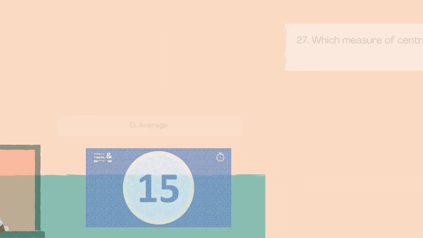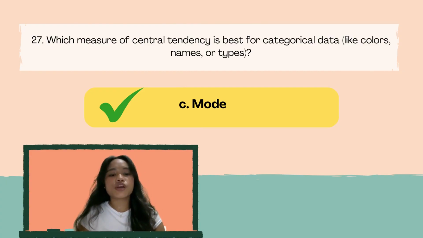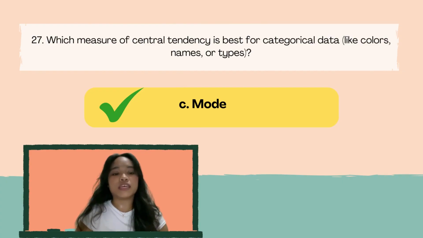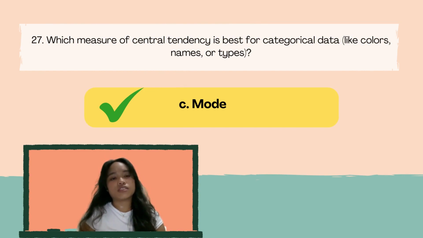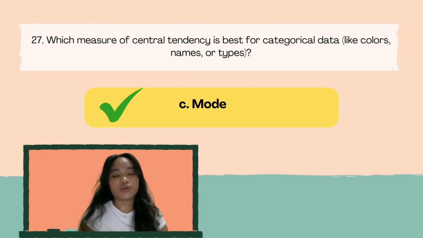The answer is letter C. Mode. For categories like colors, brands, or fruits, you can't calculate a mean or median because those require numbers. But you can find the mode, which tells you the most common category. For example, if the favorite colors are red, blue, blue, and green, the mode is blue, the most chosen color.